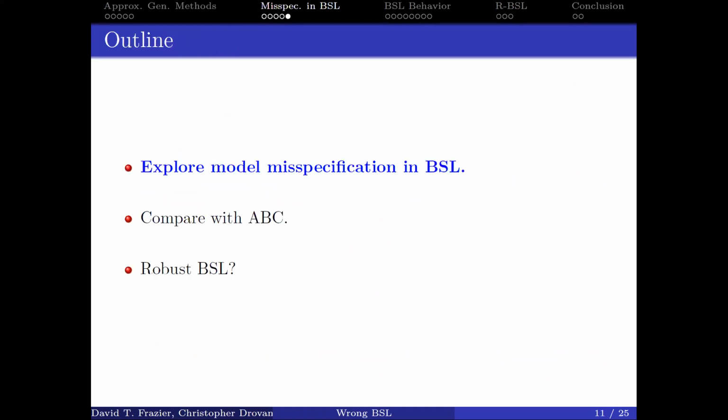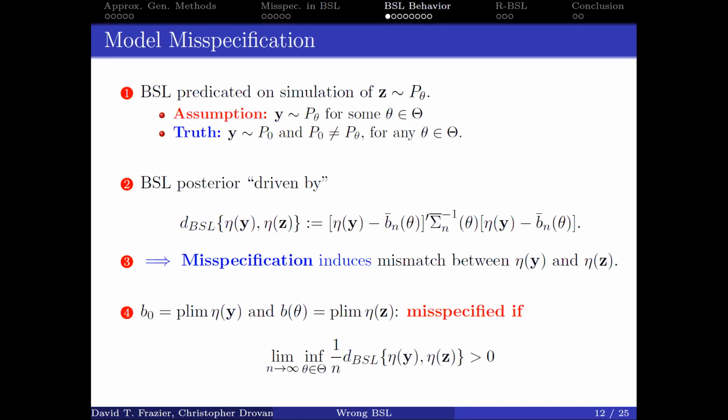So what I want to do next is explore some of the theoretical behavior of this and why it's happening. Then I'm going to talk a little bit about comparing this behavior in BSL to the behavior in ABC. Then I'm going to show you how, using something that Chris and I have come up with in a paper that's recently coming out in JCGS, you can fix all of this, basically.